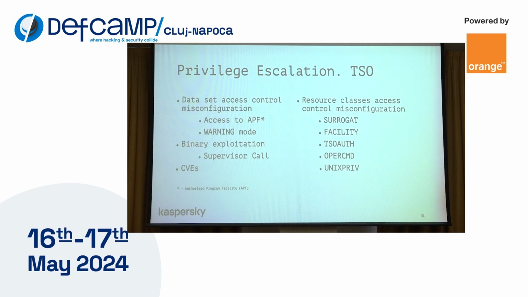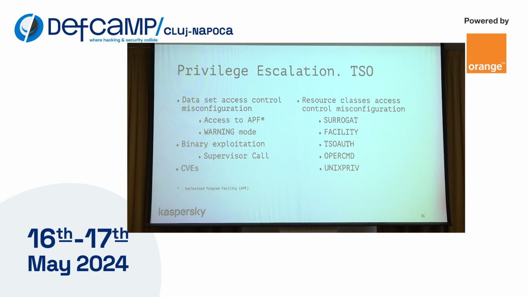Here are some ways to compromise for privilege escalation in the Time Sharing Option. The first is dataset access control misconfiguration. A dataset in the mainframe is a file. It may contain some text information, some scripts or programs, and some data for applications.